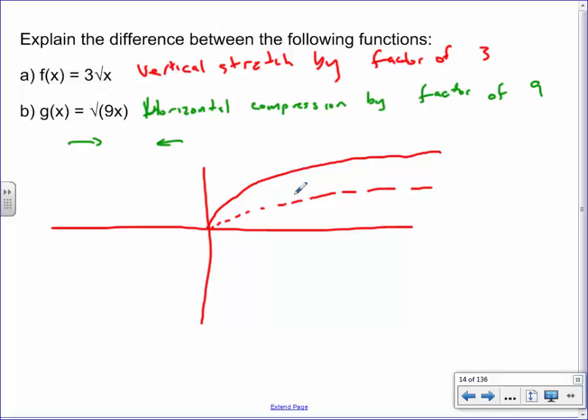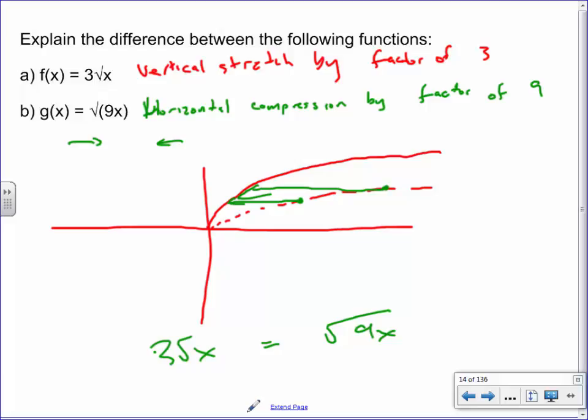Well, compressing it horizontally by a factor of 9, watch this. If I were to take this random point right here and squish it in by a factor of 9, that would bring it into there. And if I took this point right here and I squished it in by a factor of 9, that would bring it into here. The point I want to make, these are the same graph. Because this is one of the first things I started with. 3 root x is the same thing as the root of 9x. Doesn't 9 actually square root? If 9 actually square roots, you can pull it in front as a 3. These two graphs are one and the same.